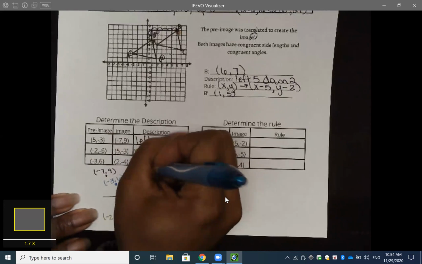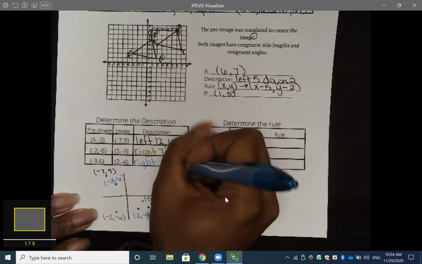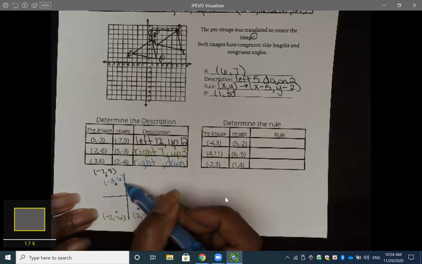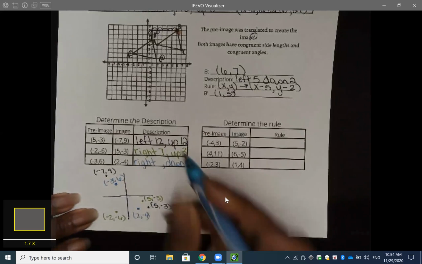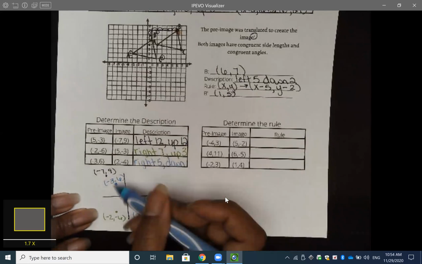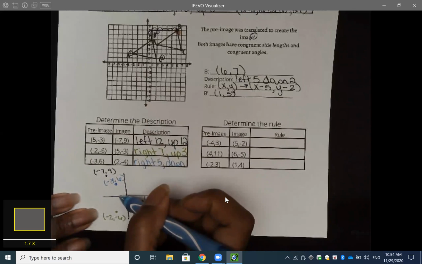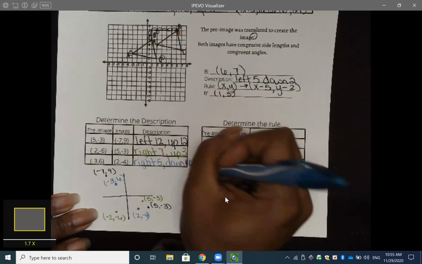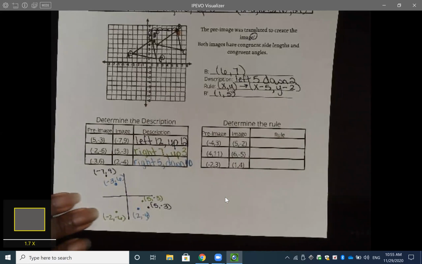So I have to go right and down. So I'm going to go right 3 plus 2, which is 5. And I'm going down 6 plus 4, which is 10. Okay. Right 5, down 10.